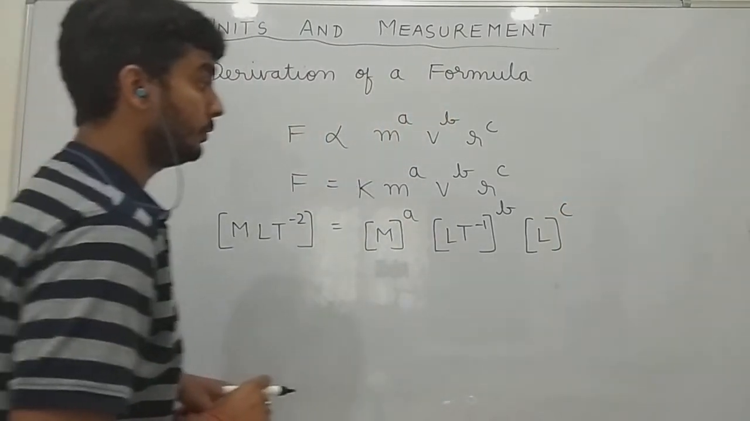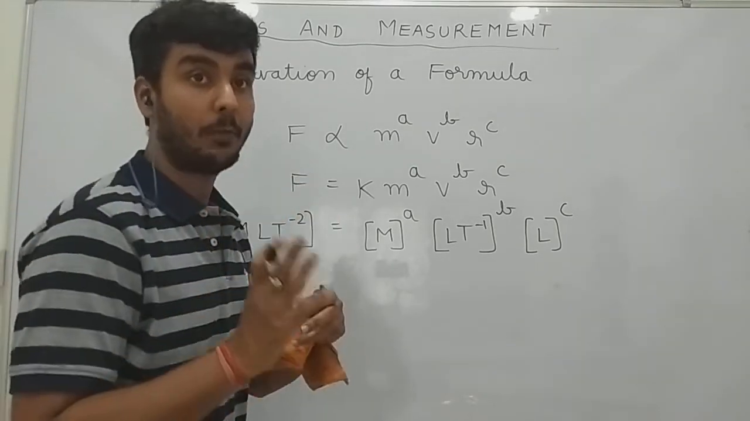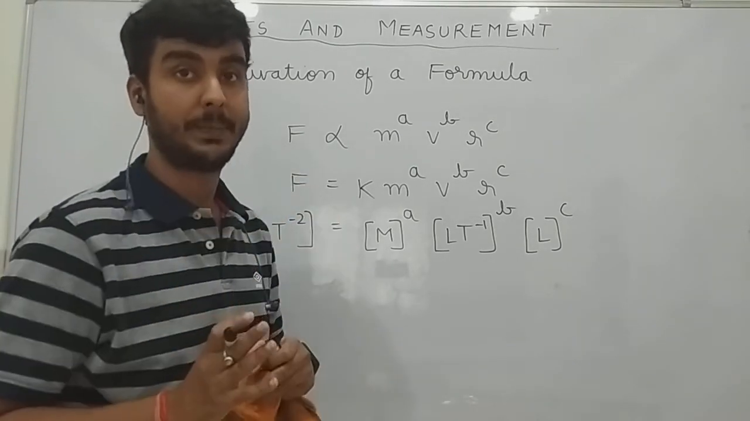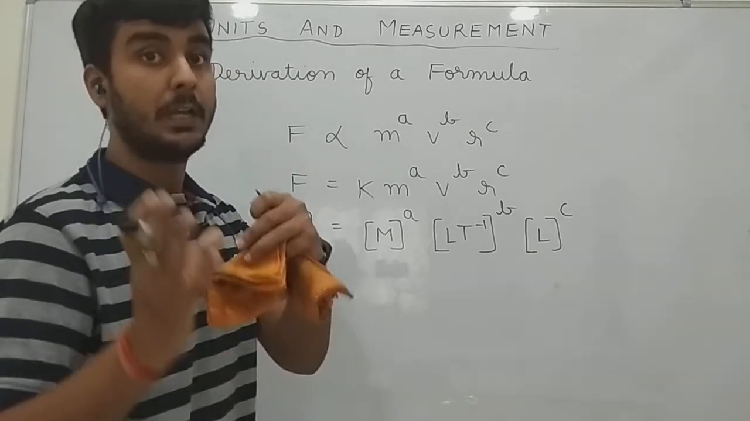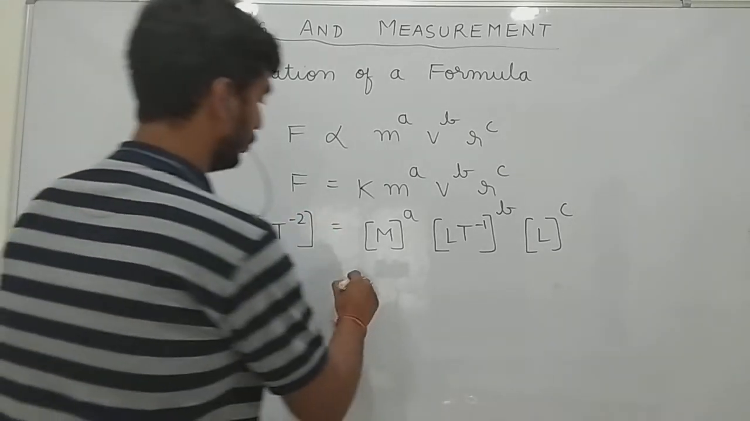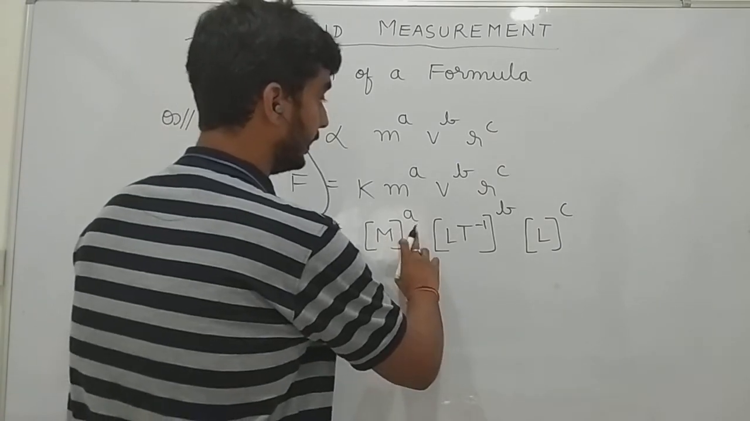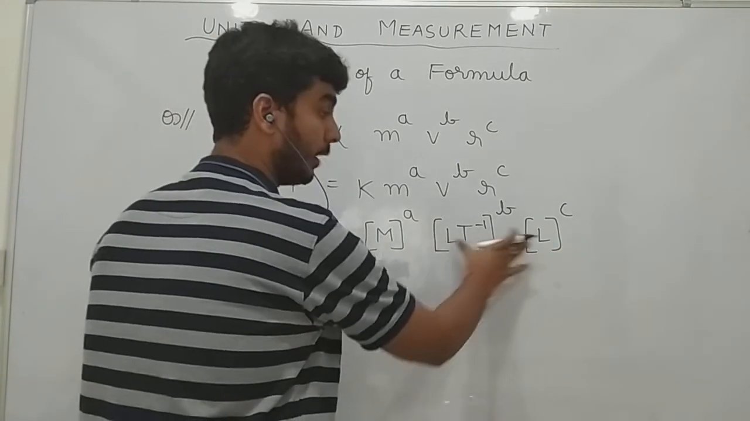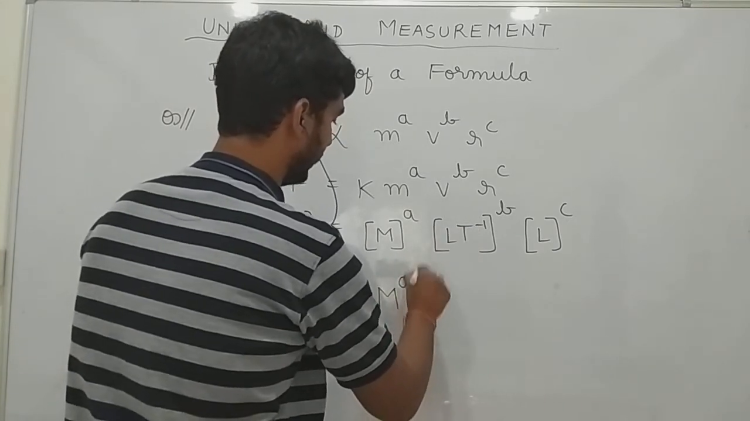Now what we will do? We will add all the powers of similar bases, or we add all the powers which have similar base. So in this one, the power of mass is A. There is no mass present on this side, so M is having power A.